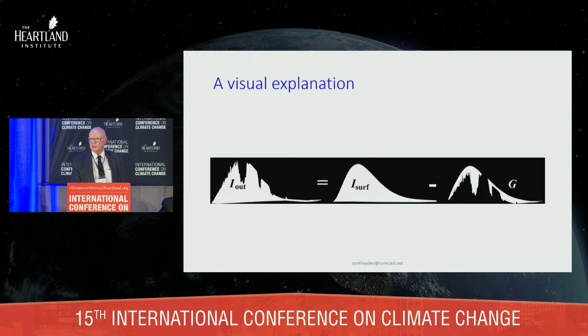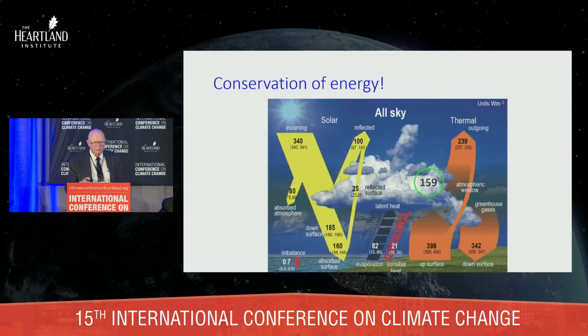The radiation to space, that's a spectral plot. It's intensity versus reciprocal wavelength to the right. The intensity of the radiation that goes to outer space on the left is equal to that nice, smooth, blackbody radiation coming off the surface minus the greenhouse effect. Okay? Very simple. Okay, there we go.